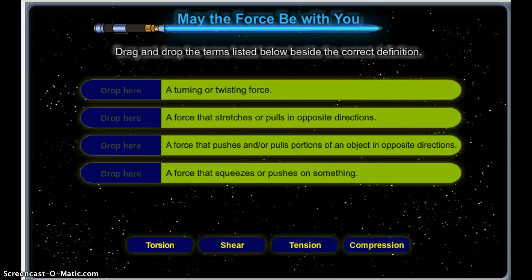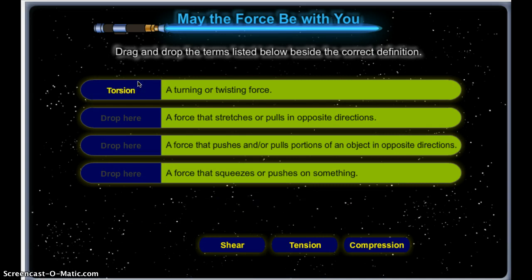So we have a number of different examples here, and we're just going to apply the proper ones. I'll read them and I'll give you a couple seconds to think in your head. The first one is a turning or a twisting force. I want you to think back to that sponge example. That would be your torsion.